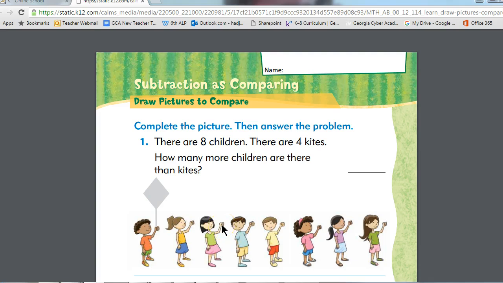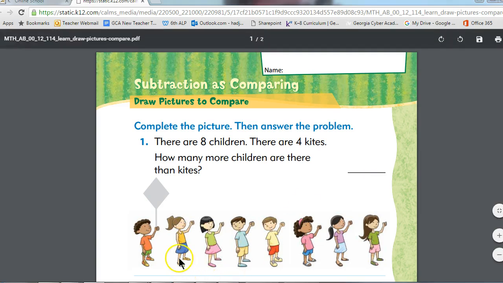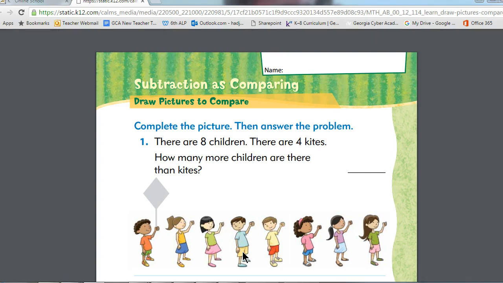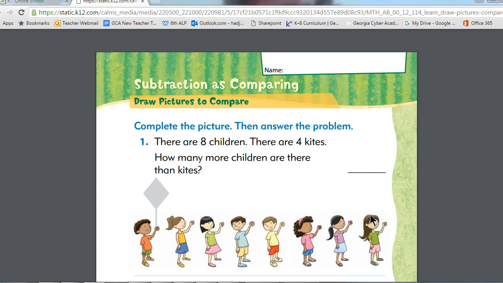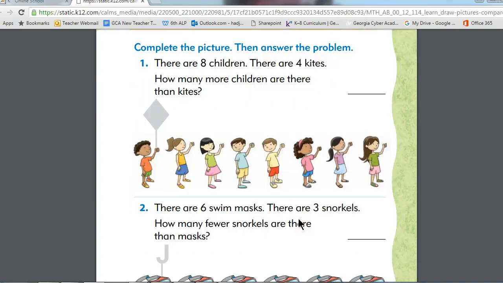Okay, if you have drawn your 4 kites, you can tell that it does not match the number of children. There are more children. How many more children are there? Write that answer on the line. If you said 4 more children, then you are correct because 4 of our children do not have a kite. There are 4 more children. And remember, you can say it the other way. There are 4 less kites.